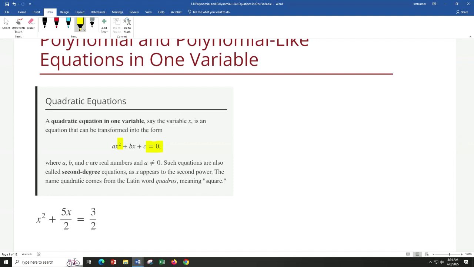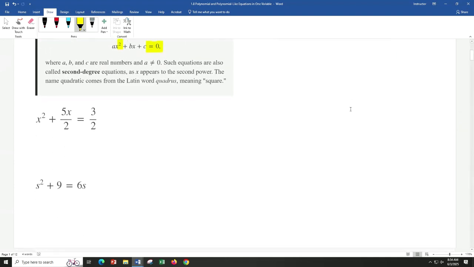Let's see if we got anything else here. I want to look at my notes, because sometimes I put really important things right at the beginning of the notes. Let's look at a couple of quadratic equations. We'll look at the first one. Notice it has x squared plus 5x over 2 equals 3 over 2.